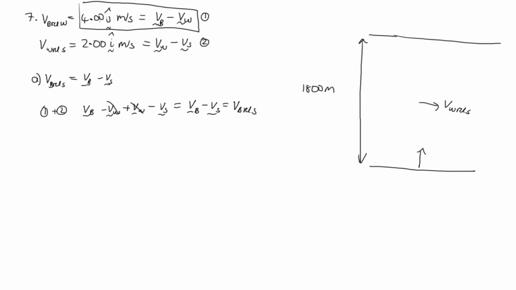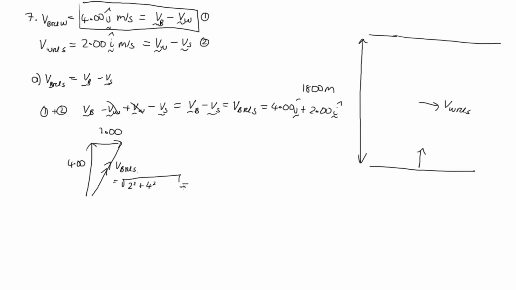We can also just add the right-hand sides, so this is equal to 4j plus 2i. We can draw a little diagram showing how to add these. We've got the 4 going up and then the 2 going across, and this is our resultant here. So this is the velocity of the boat relative to the shore, and we can work out its magnitude. That's the square root of 2 squared plus 4 squared, and solving that we get 4.472 meters per second.